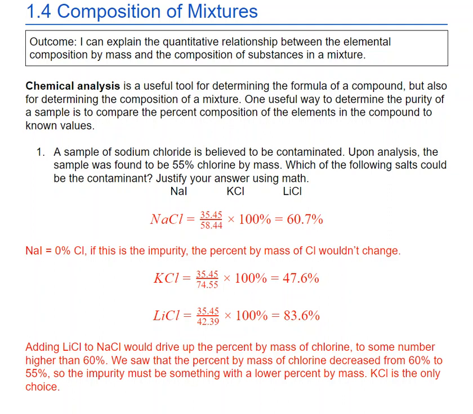So when I find the percent by mass of chlorine for both of these, I see that for LiCl, it's 83.6. So if LiCl were the impurity, that would drive the percent by mass up from 60 to something higher. We saw that the percent by mass of chlorine decreased from 60 to 55. So the impurity must be something that's going to dilute the percentage of chlorine. And that's going to be KCl because that has a lower percent by mass.